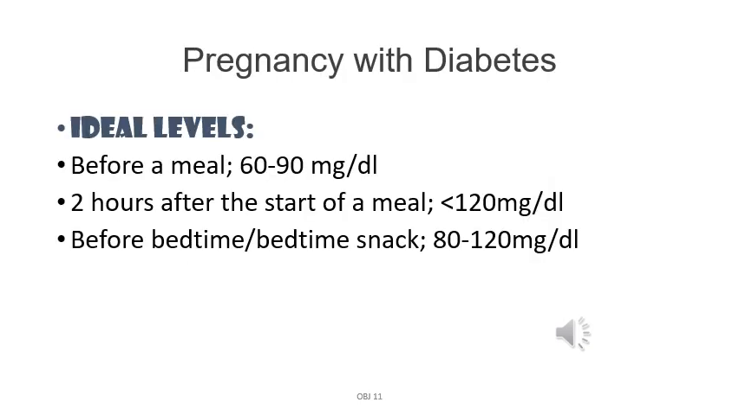This slide just talks about ideal levels, and again, this is going to depend on each physician, each facility. You don't have to have these absolutely memorized, but before a meal you want her blood sugar to be around 60 to 90. Two hours after the start of the meal, less than 120, and before bedtime or bedtime snack, somewhere between 80 and 120.